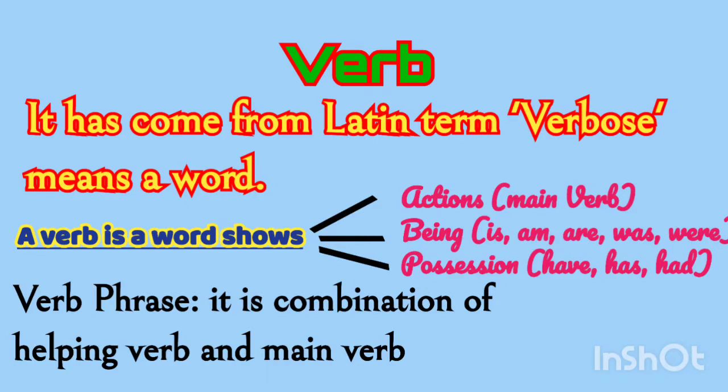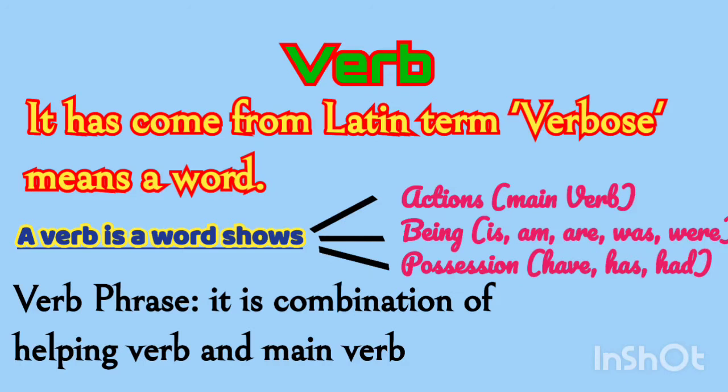Sometimes main verbs are going to be acting as actions. Again, sometimes it can be existence. Sometimes it can be possession, belongings. Now let us see much detail about verbs and kinds of verbs we can use in given sentences.